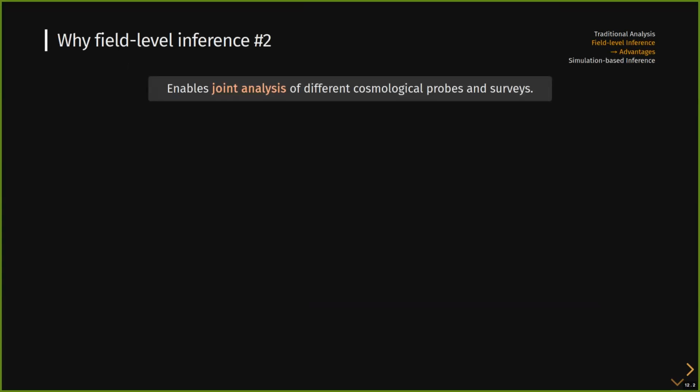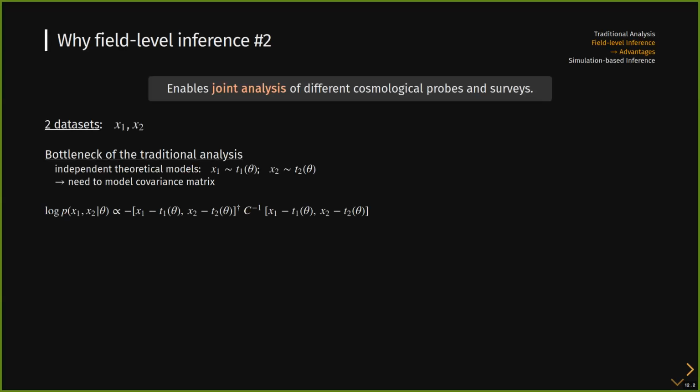Okay. The second reason why you want to do field level inference is because it allows you to do joint analysis of different cosmological probes and surveys. So if you wanted to analyze two data sets, X1 and X2, simultaneously, the bottleneck with the traditional analysis was that you have two independent theory models for both those data sets. They don't take into account the fact that the data sets are coming from the same universe. And so you need to model correlations between those data sets. And hence you need to model a covariance matrix and write down a joint likelihood like this.